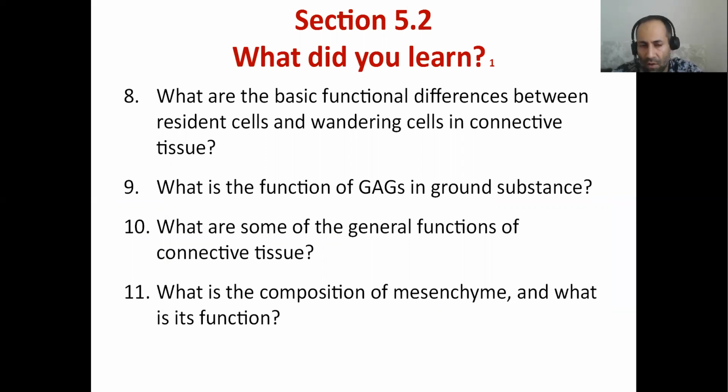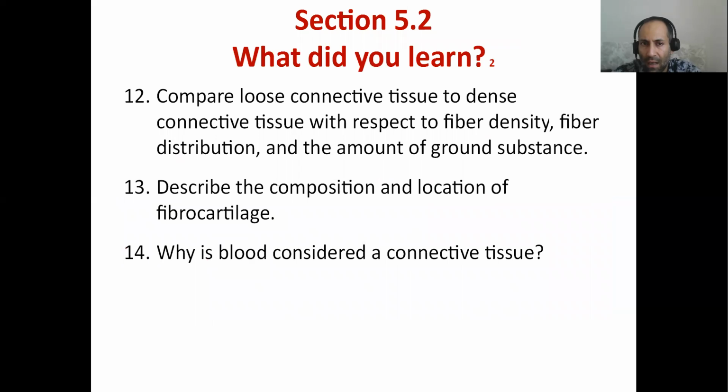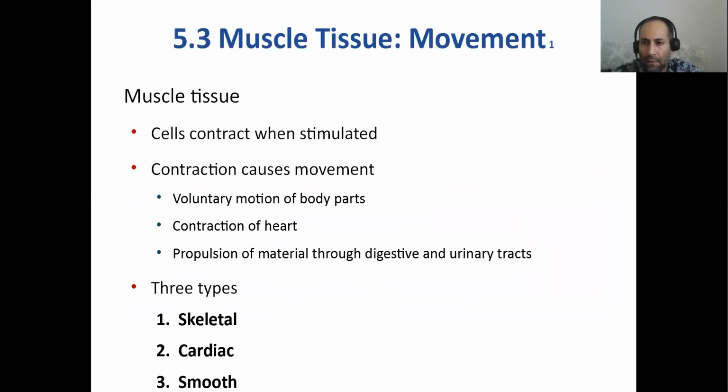What are some of the general functions of connective tissue? It connects the different body parts together. What is the composition of mesenchyme? Stem cells. And what is its function? Stem cells can differentiate into any other type of body cell if and when needed, okay? All right, then.